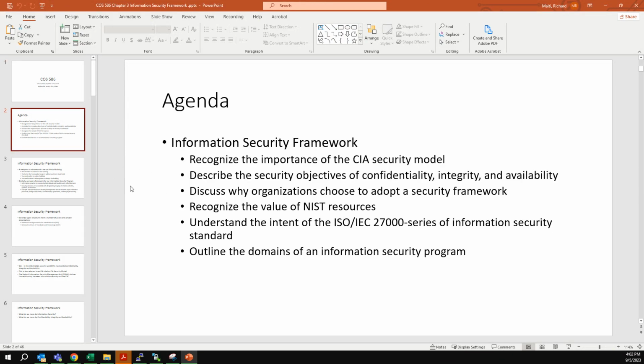So, the topics for Information Security Framework are: recognize the importance of the CIA security model; describe the security objectives of confidentiality, integrity, and availability, which is CIA; discuss why organizations choose to adopt a security framework; recognize the value of NIST resources; understand the intent of the ISO 27000 series of information security standards; and outline the domains of an information security program.